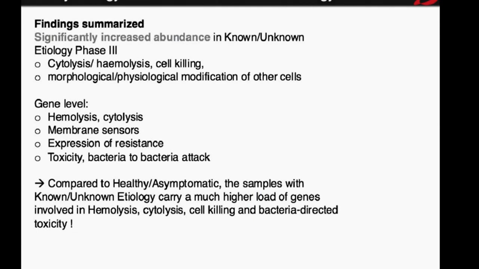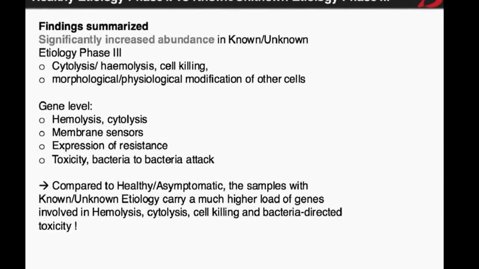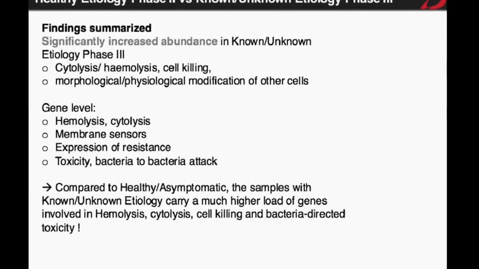So, to summarize, we've been able to show significantly increased abundance in both the known and unknown pathogens that we have been able to identify using a metagenomics approach, and the capabilities of those pathogens in cell killing and morphological modification. So the genes of these factors, these expressions, are really important and identified compared to the healthy or the asymptomatic isolates.